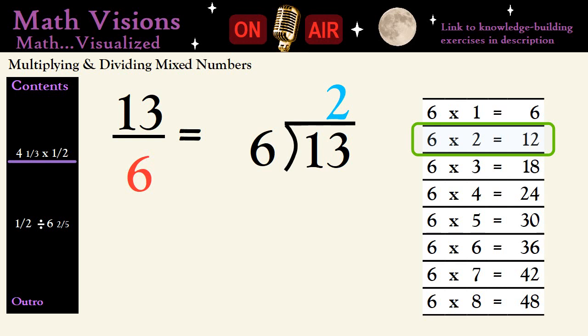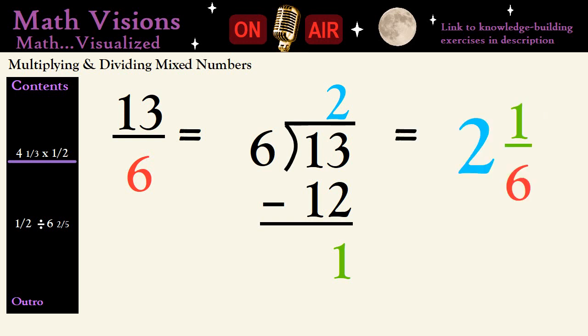Since 6 times 2 is 12, we write 12 under 13 and subtract. 13 minus 12 is 1, and we write this as our remainder. To create the mixed number version of 13/6, the quotient, 2, becomes the whole number portion of our mixed number. For the fraction portion, the denominator remains 6, as it is in the improper fraction. Finally, the remainder, 1, becomes the numerator.